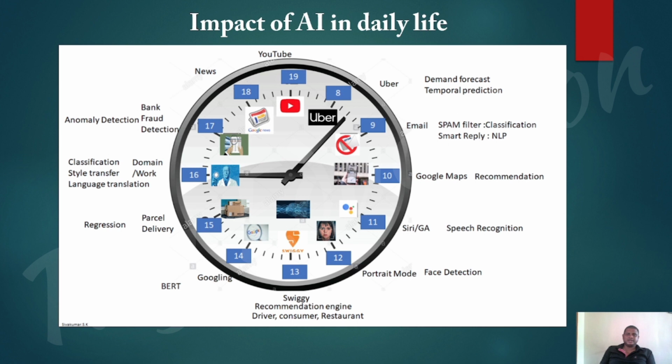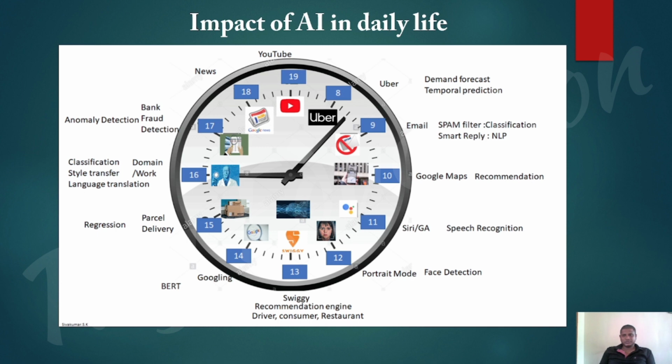Next one, how has AI impacted our daily life? Yes, certainly, whether you are aware of it or not, we are in the field of artificial intelligence and we are in the era of AI. From the time we wake up in the morning to the time of sleeping, AI has impacted our daily life. See here, they just set it out like a clock: YouTube, Uber, email, Google Maps, Siri, portrait mode, face detection, Swiggy, Googling, parcel delivery, bank fraud detection, whatever it may be. See here, all the things we are using use artificial intelligence. All the things use data sets.